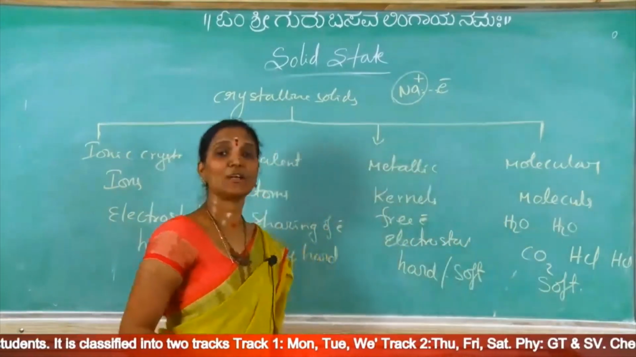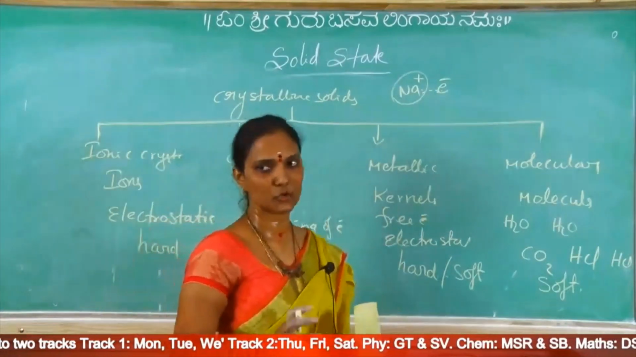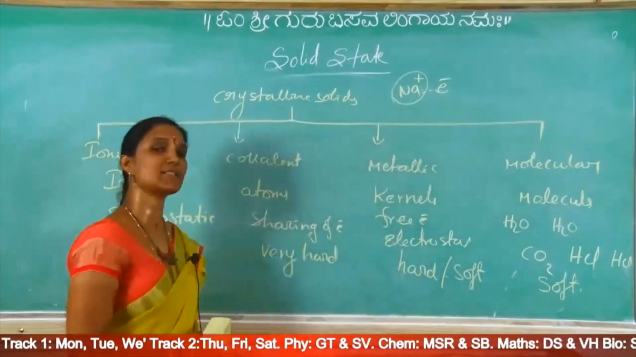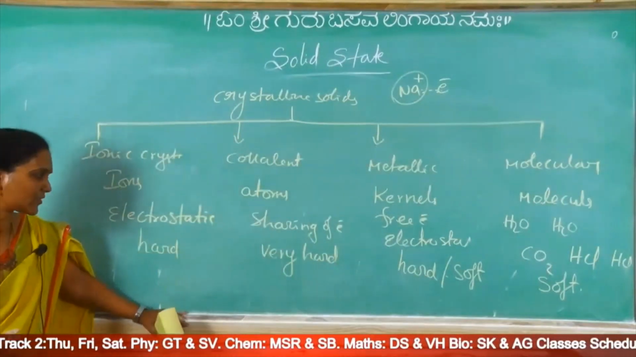Molecular solids are soft solids, metallic solids can be soft or hard, two chances there, and covalent crystals are very hard, ionic crystals are hard, based on the strength.